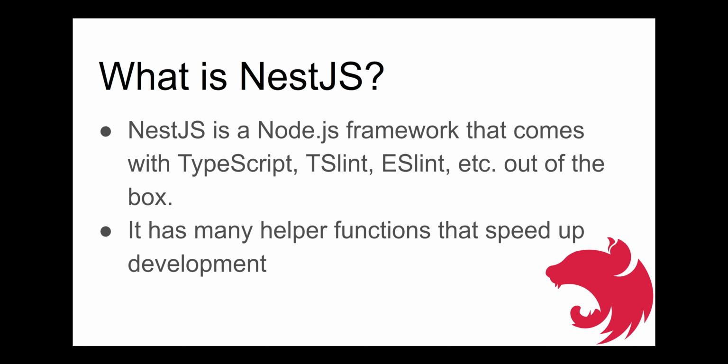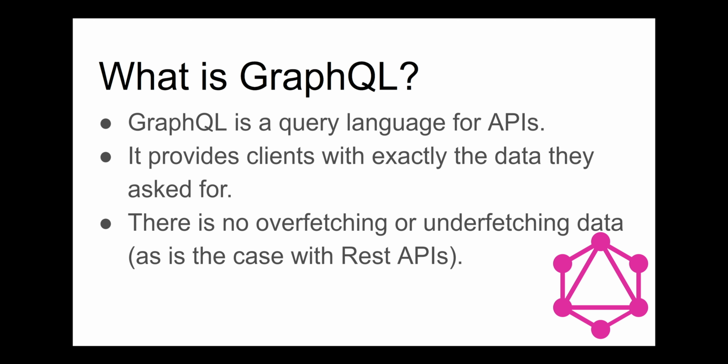It comes with TypeScript out of the box, TSLint out of the box, ESLint out of the box. It gives you guards, interceptors, pipes, and it's extremely modular and extremely beautiful to write. There's also helper functions in NestJS that help speed up development. For example, NestJS has a GraphQL module that helps speed up development and speed up standing up a GraphQL server.